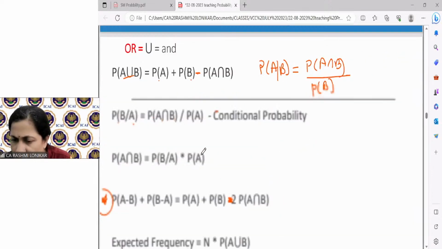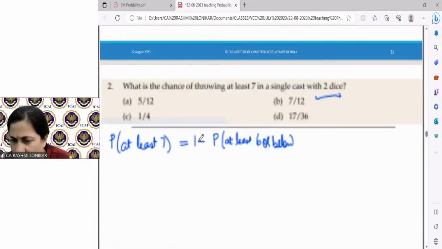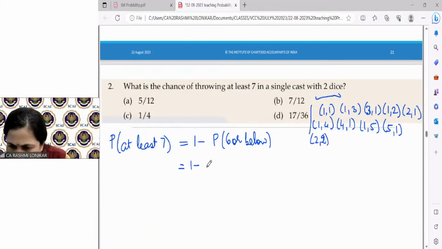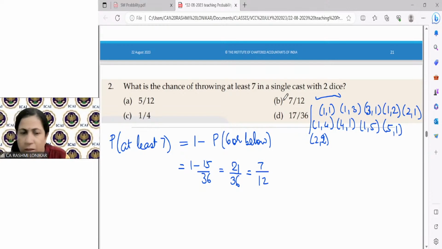Okay. So you just have to write them very simply. So this is equal to 1 minus 15 upon how many is this? 36. So 36 minus 15 is 21 upon 36, which is also equal to 7 upon 12. So B will be the correct answer.